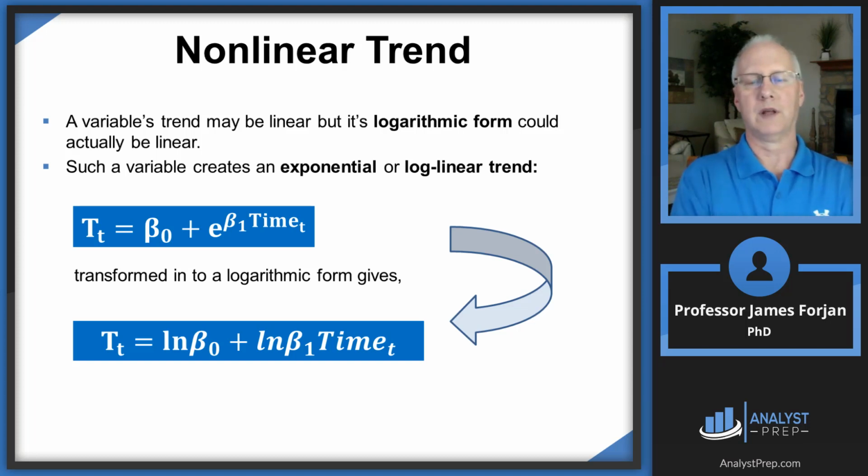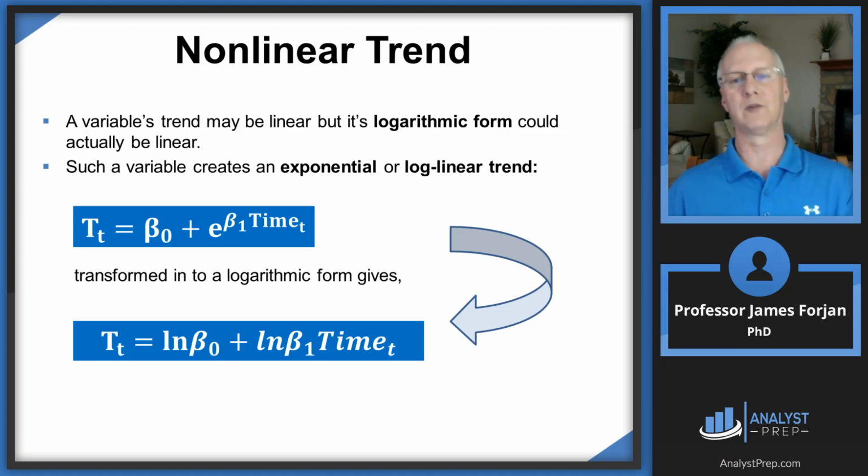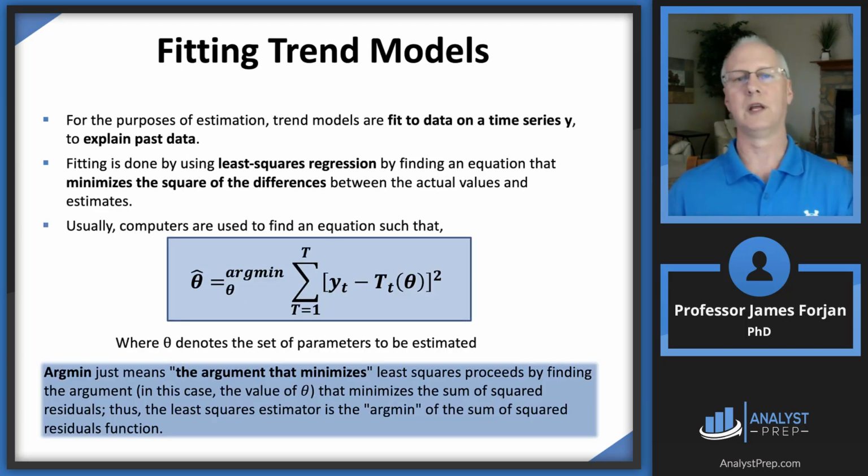Now, here's an interesting thing: a variable trend could be nonlinear, but if you take the logarithmic form of it, it could transform it into a linear relationship. And this happens lots of times in economics and financial data. And so what we do, look at the bottom blue box there, we transform that model from just our regular model into the natural log of time. That converts it into a linear model.